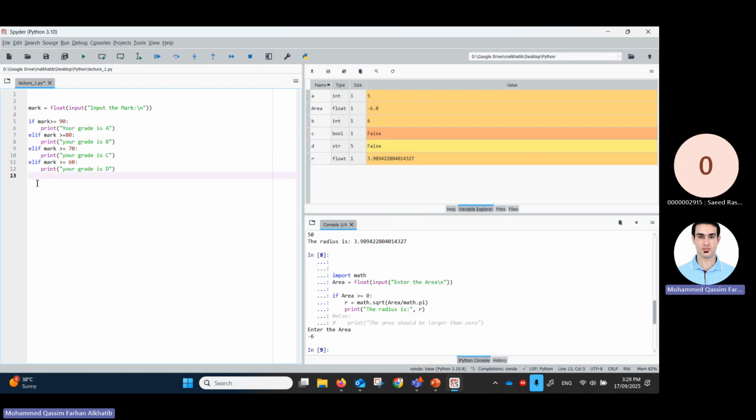The last scenario, if it's less than 60, do I need to check if it's larger than 50? No, it's already going to be F. So there is no condition to check. So we'll go back to the classical form, just else. Just write else. So always this else part is your default.